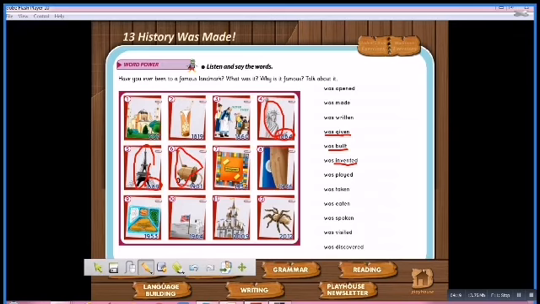7. Was played. لعبت. Okay. This game is Monopoly. Okay. And it was played in 1934.